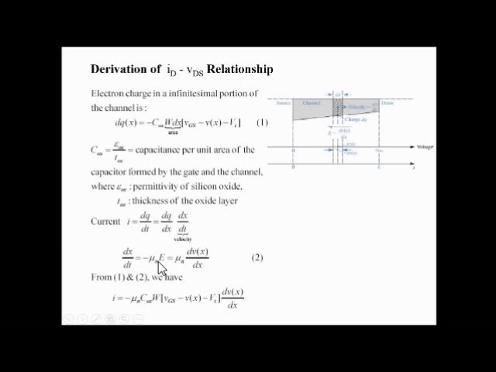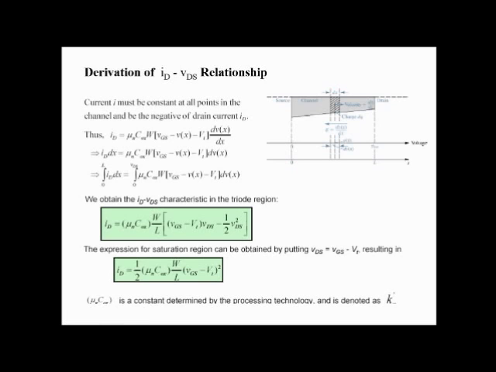Now current is given as dq by dt, so dx will be minus mu n En. You will see these things in the study of physics of semiconductor devices, also in the 3rd semester, 4 semesters. So just for now you have to go through these derivations of the relationship between ID and VDS.